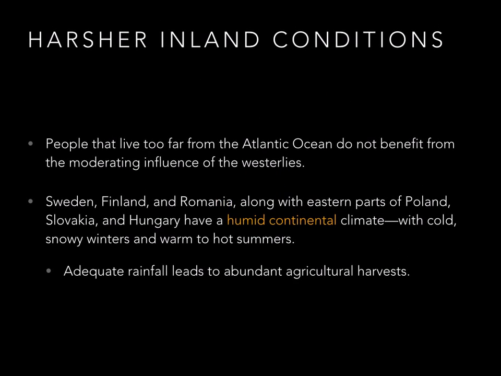Harsher inland conditions. If you live too far from the Atlantic Ocean, you don't benefit from the moderating influence of the westerlies. Therefore, countries like Sweden, Finland, Romania, and eastern parts of Poland, Slovakia, and Hungary don't have a marine west coast climate, too far away from the ocean. What they have is a humid continental climate, just like the Great Plains of the United States. So they have cold, snowy winters and warm to hot summers. The adequate rainfall of this climate leads to an abundant agricultural harvest.